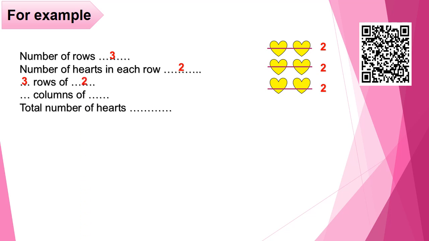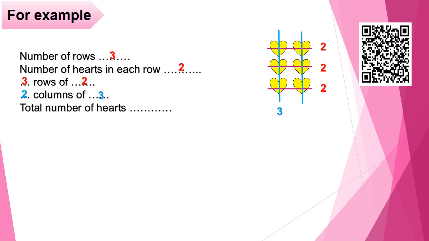Let's count by columns. We said columns are vertical lines. Let's count together. 1, 2. We just have 2 columns. Inside each column, how many hearts do we have? 1, 2, 3. So we have 3 hearts inside each column.